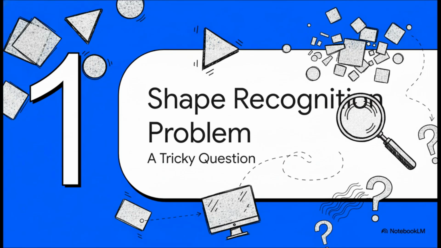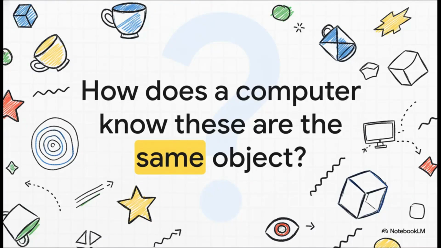We're going to start with a question that, for us humans, is a total no-brainer, but for a computer, yeah, it's surprisingly tricky. You know, when you look at something, say your coffee mug, your brain just knows it's the same mug whether it's right side up, upside down, or you're looking at it from the side. But how on earth do you teach a computer to do that? How do you give it that basic, fundamental skill of recognition?